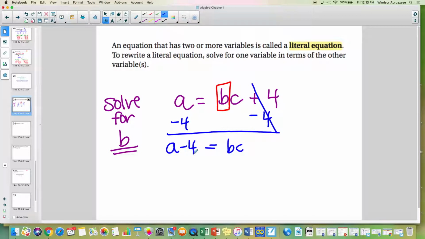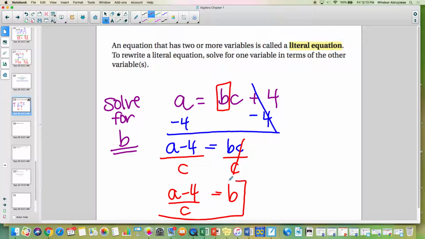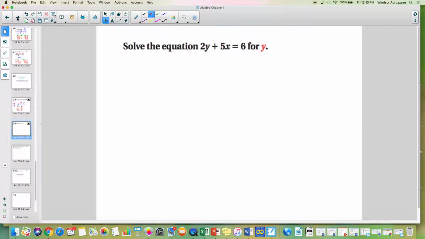Again, I don't know what A is, I don't know what B is, and I don't know what C is, and that's okay. You're just simplifying and solving the equation to then get B alone. These two are joined by multiplication, so I'm going to divide by C. Because look, now I have B all by itself, and you're going to leave it just like this. Okay? So let's try the first example.